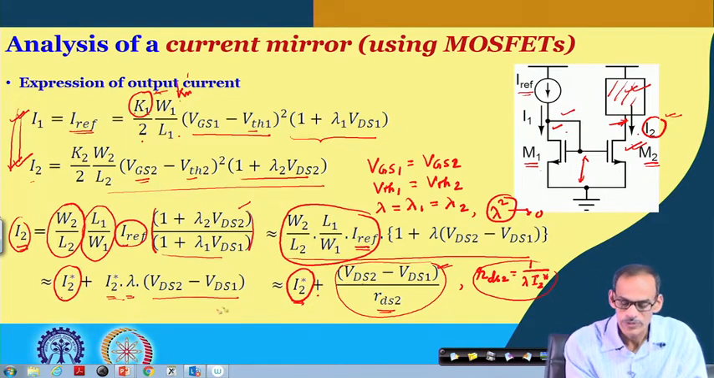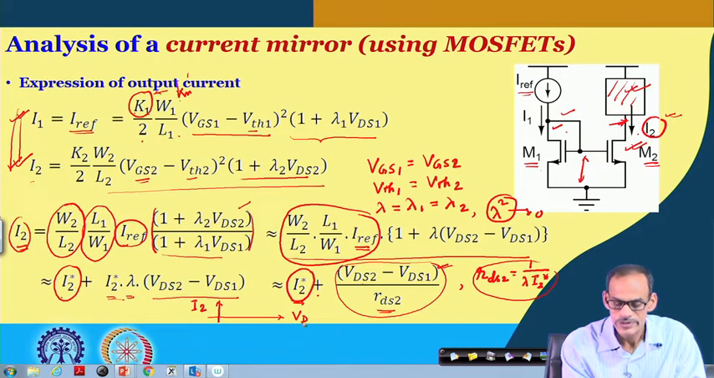In fact, if you plot IDS of 2, or you can say I 2, versus VDS 2, and if VDS 2 is equal to VDS 1, at this point whatever current we get is I 2 star, and then if VDS 2 is different from VDS 1, say this is higher, then based on the resistance, the current will have an additional component.